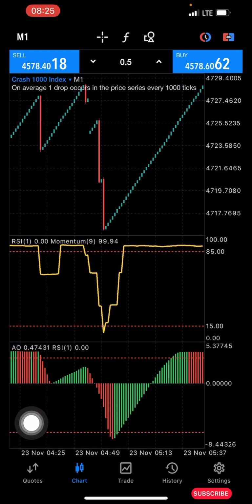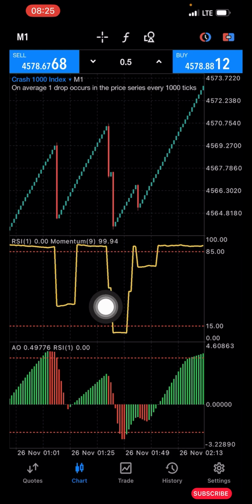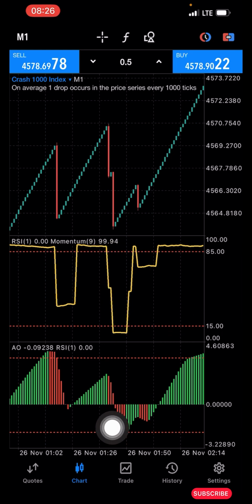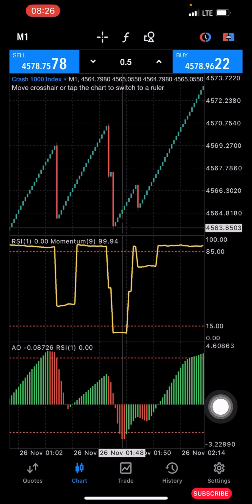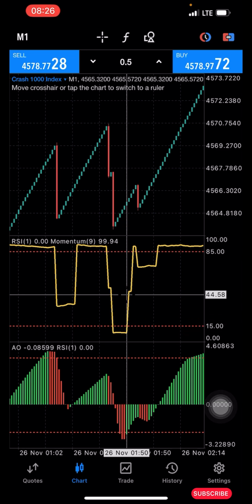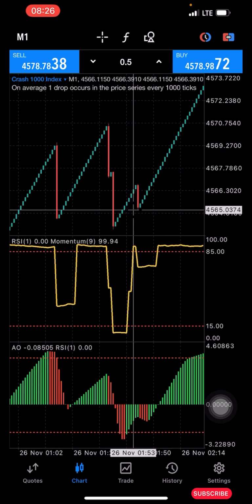Here is another example. You can see that the momentum is at the oversold level, which is our 15 level here, and you can see that the awesome oscillator, at the time it touches the oversold level, is colored red, and then when it starts going up it changes to green. That is when you take advantage of it. Take advantage from this area, the area where it changed to green. You are going to hold for 5 candles.